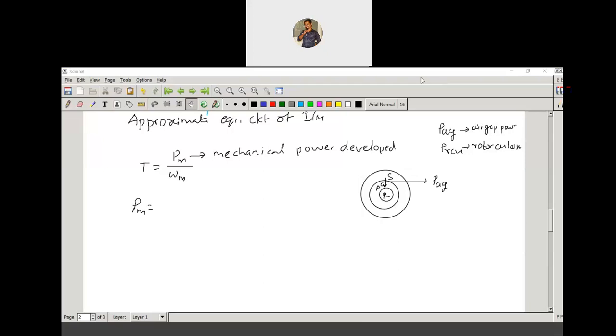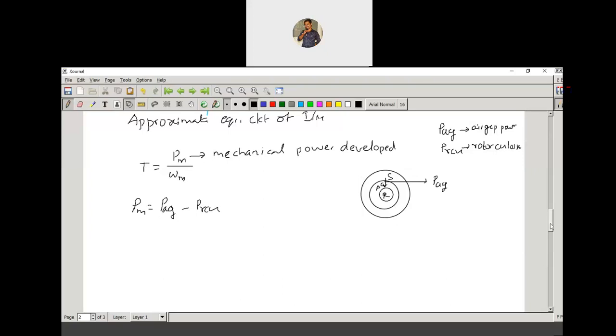PAG minus PRC, right? Well done. So we can write the mechanical power is equal to the rotor input minus the rotor copper losses, that is PAG minus PRC, the rotor copper losses. Okay, so now what is this PAG and what is this PRC? Rotor copper losses.